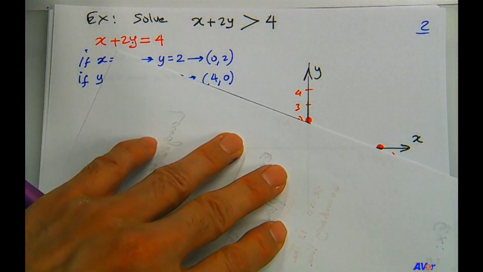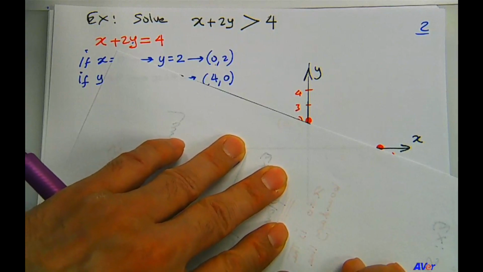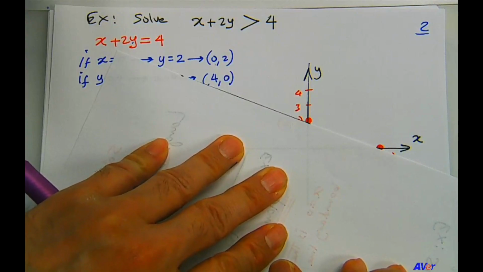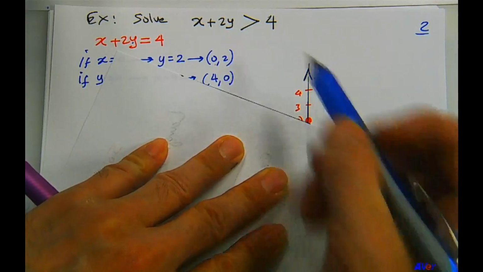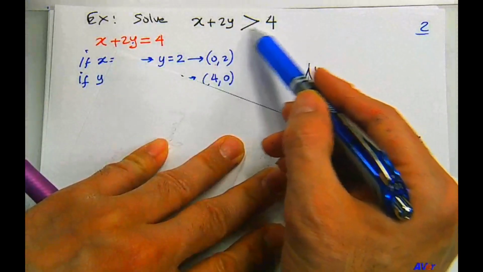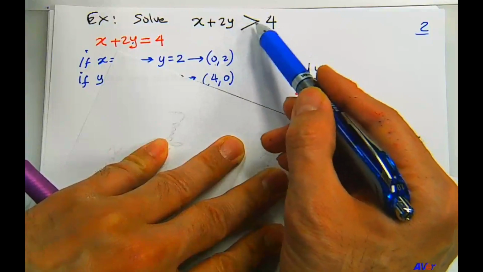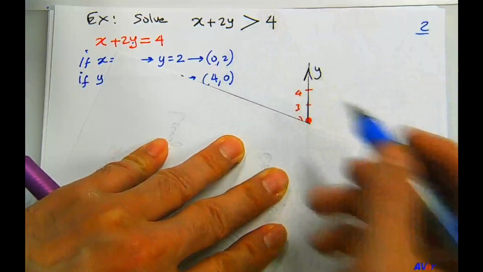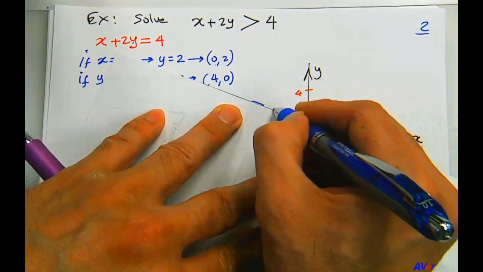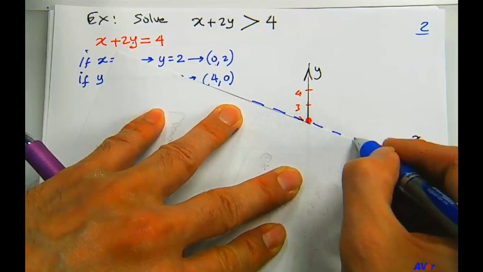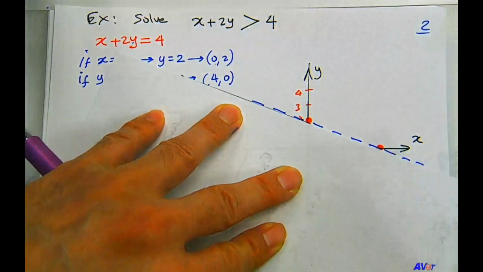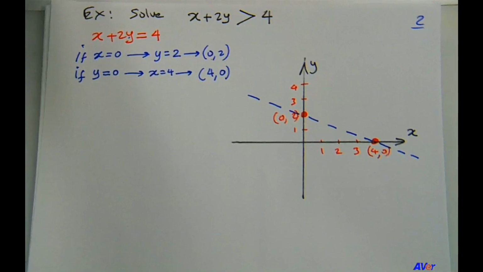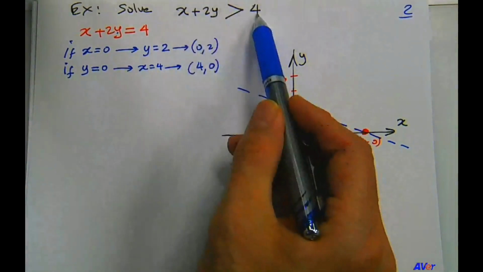Now, should I draw a solid line or a dashed line? Give it a thought. It should be dashed, because the equality underneath this is missing. This is a strict inequality, so this side should be greater than 4. It cannot be equal to 4. So we're going to draw a dashed line. That's our boundary line, but it's not the solution yet, because this side has to be greater than 4.